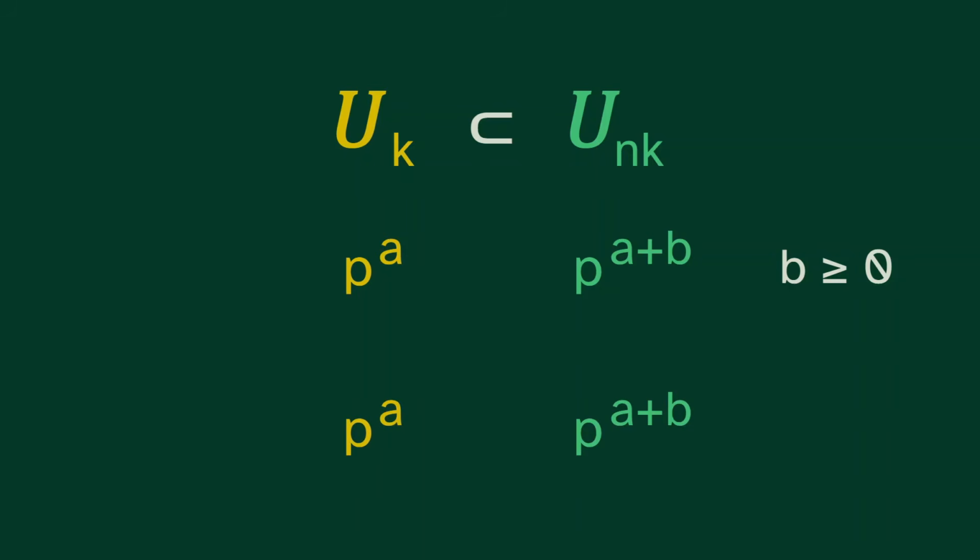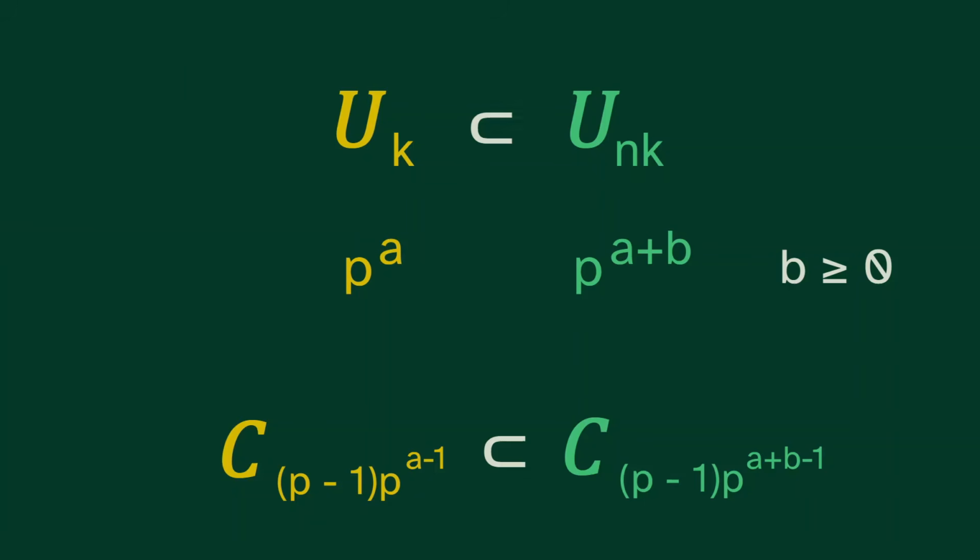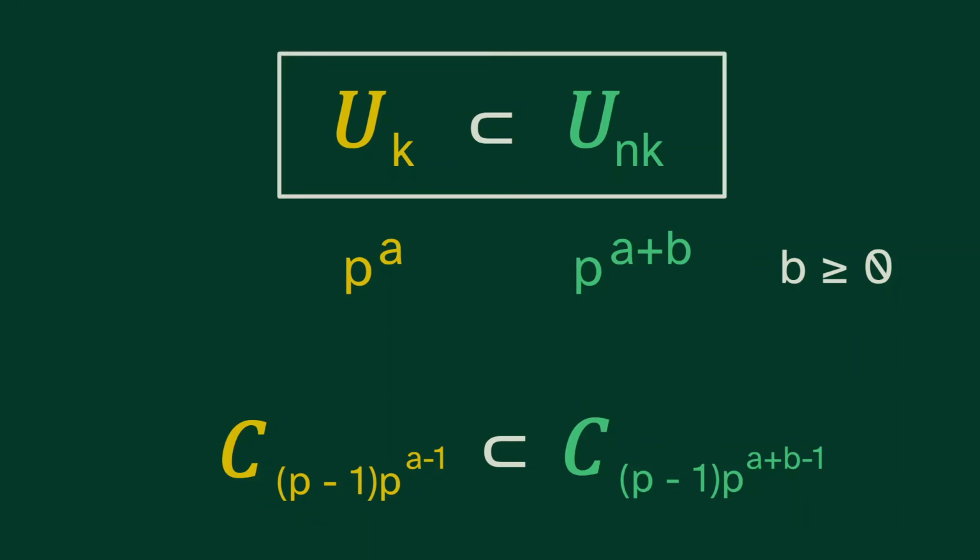And this is understandable, but to make it even clearer, we'll notice that if a prime divides UK, its prime power is p to the a, then that same prime power of nk must have an exponent that's at least as big. Which means when we take the step of multiplying by p minus 1 over p, we will end up with a cycle on the left that is a subgroup of a cycle on the right. And this will happen for every prime. Every cycle on the left will be a subgroup of some distinct cycle on the right, which is why above, UK is a subgroup of UNK.